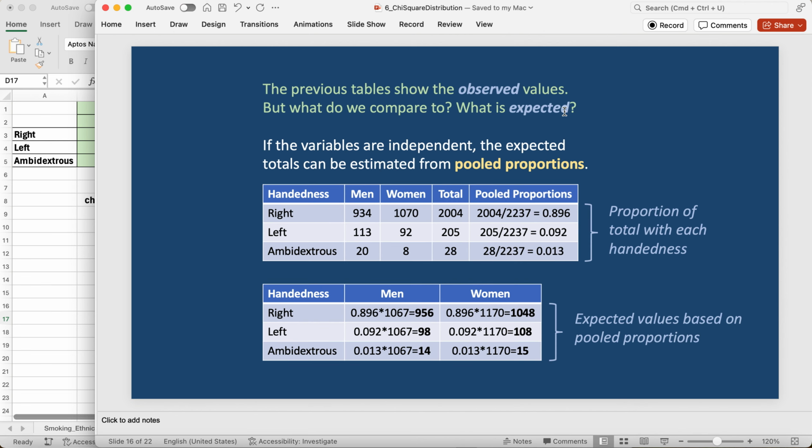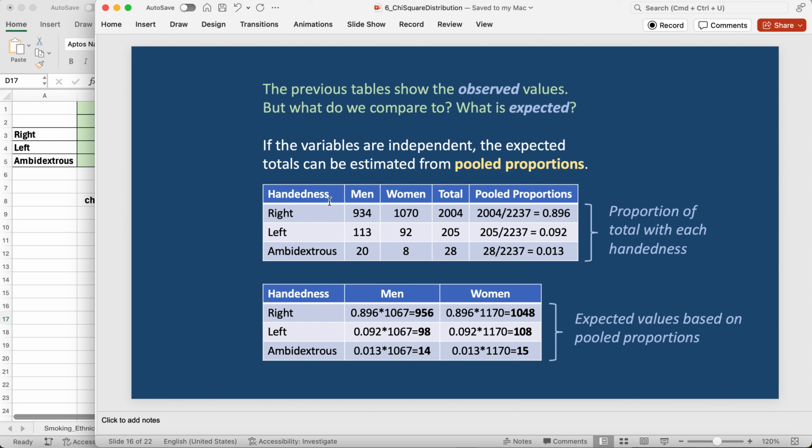Now, in these cases, tests of independence, what's expected is unknown, right? We don't know, in theory, what these percentages should be. So we don't have a theory for what to expect. But what we can do is estimate the expected total using what's called a pooled proportion. And really, what that means is you take all of the data and you say, well, I don't care whether it's men or women, I just care about the totals. And so I'll pool the data together.